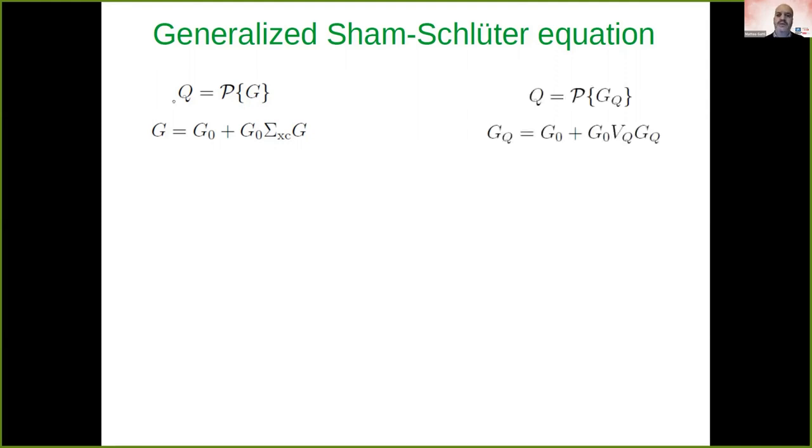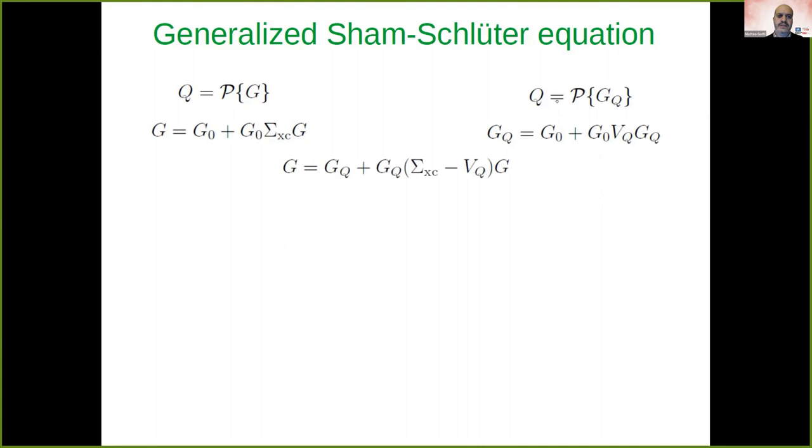But now we can suppose that we can obtain alternatively this quantity of interest from a different Green's function that I call G of Q. And you see that this is specific of the quantity of interest. That's why there is this subscript Q. And this time, this G of Q is determined by solving this alternative Dyson equation, where instead of the self-energy, I have a simpler potential that I call V of Q.